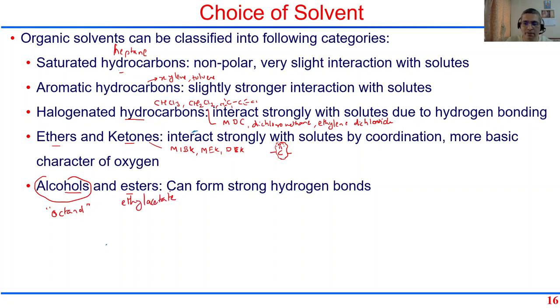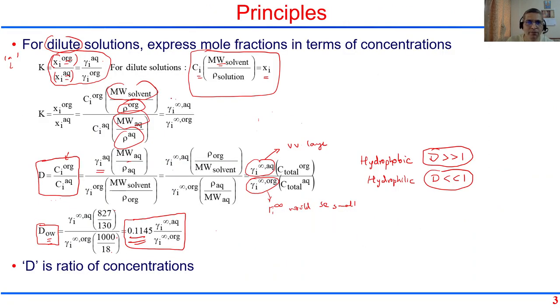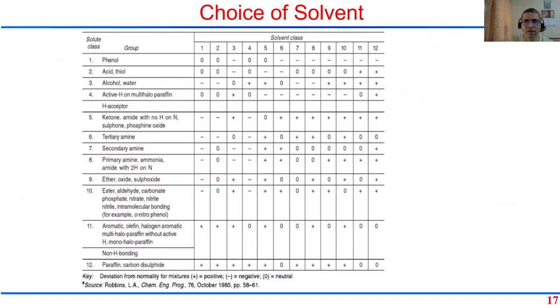One of the ways in which you can select a solvent is, remember, this distribution coefficient is governed by the activity coefficients: how the water interacts with the solute, and how the solvent interacts with the solute. Based on that interaction, there are some general guidelines. These are the different groups in which solvents are taken. This is from a source, Cambridge Progress, 1980. You can look it up. These could be the solute class, and these could be the solvent class, with the same 1 to 10 groups for solutes and solvents.